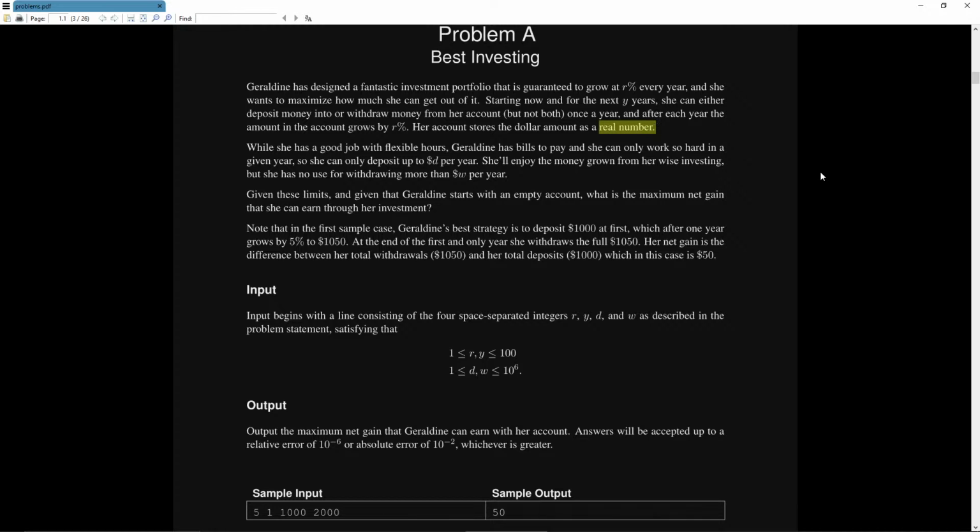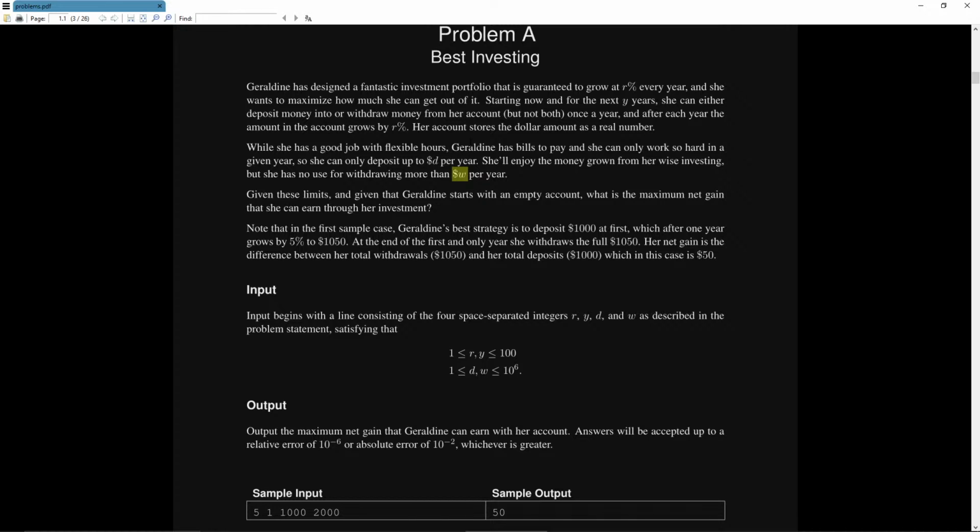That's just to make sure that you guys don't have to round to the nearest cent or do something like that. So the fun part of this problem is that there's these limits. So Geraldine can only deposit up to D dollars per year if she chooses to deposit, and if she chooses to withdraw, she's not going to withdraw more than W dollars per year. So she can't just deposit a huge amount of money and withdraw all of it. She has to be somewhat clever because of these limits.